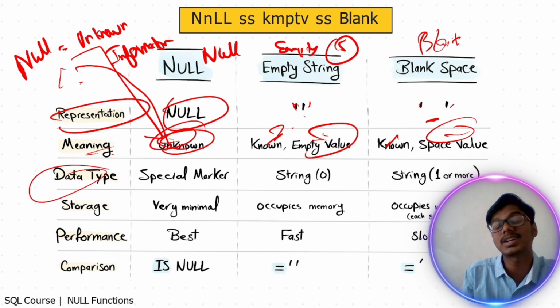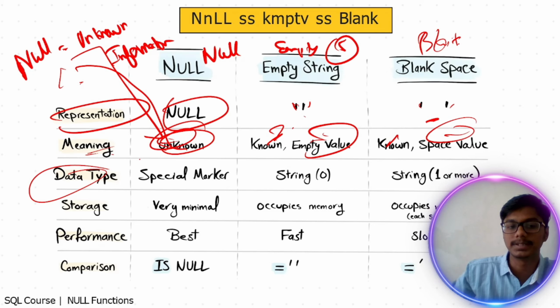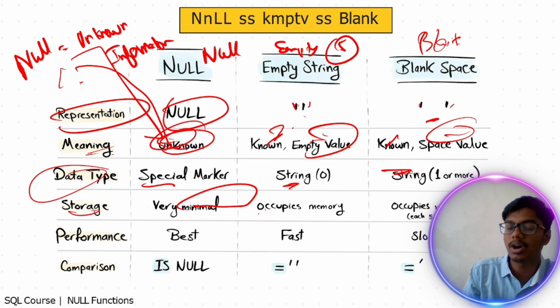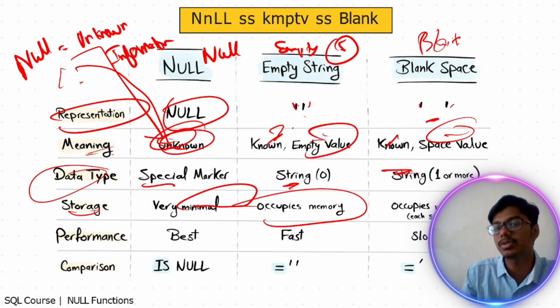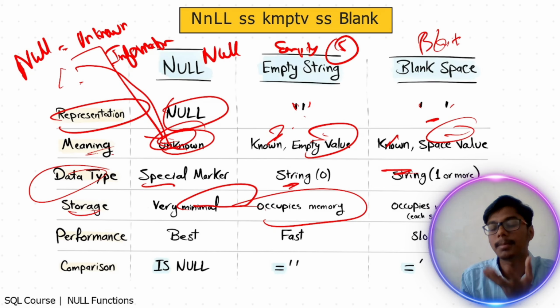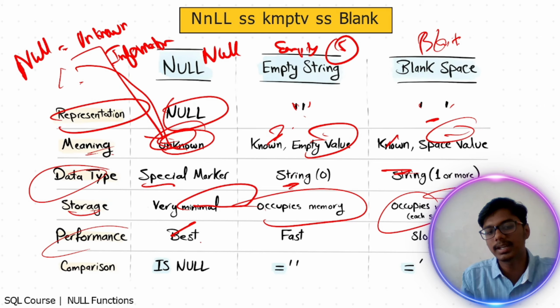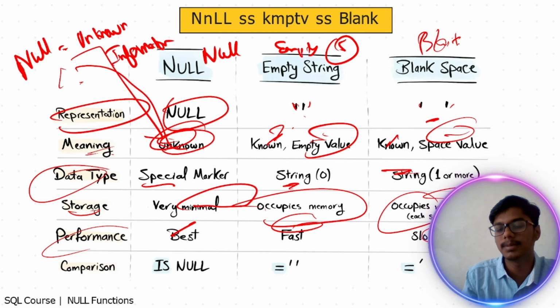So what are the data types for null, empty string, and blank space? The data type for null is a special marker, and the data type for the empty string and the blank space is string. The storage for null is very minimal. The empty string occupies memory. Why should we give memory to an empty string? Memory is a very crucial part nowadays, right? So we want to optimize memory and eliminate the empty string. Each space occupies more memory. So performance wise, null is best. Unknown information means we can tell it is null, right? The empty string is fast, but blank space is very slow.